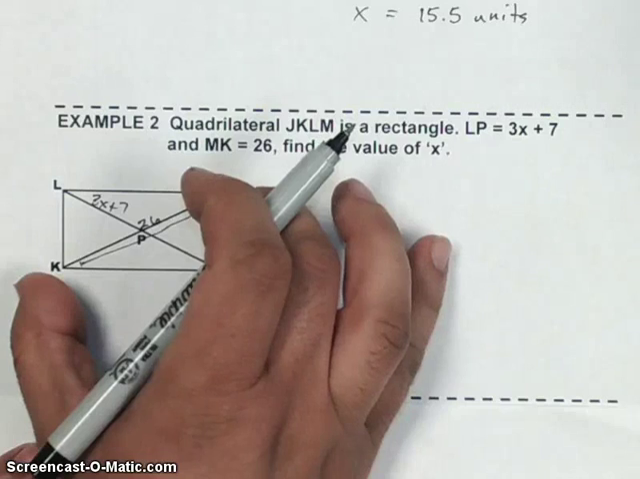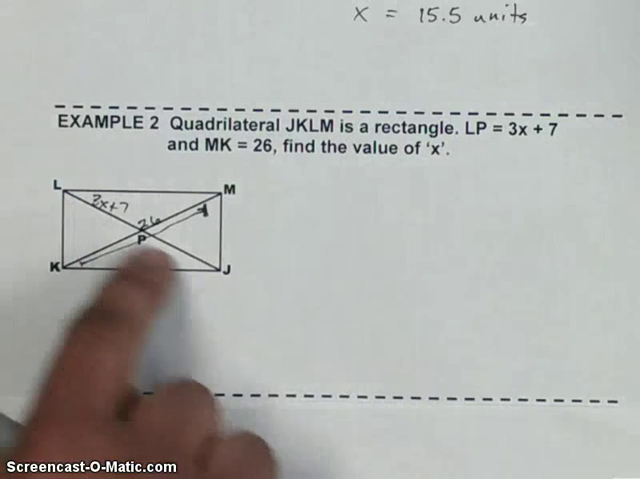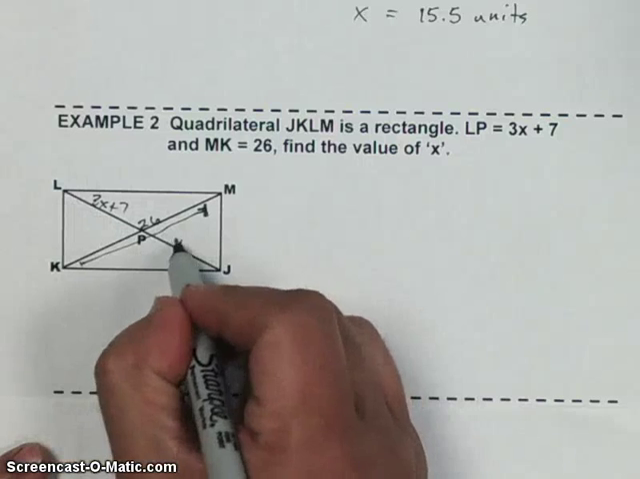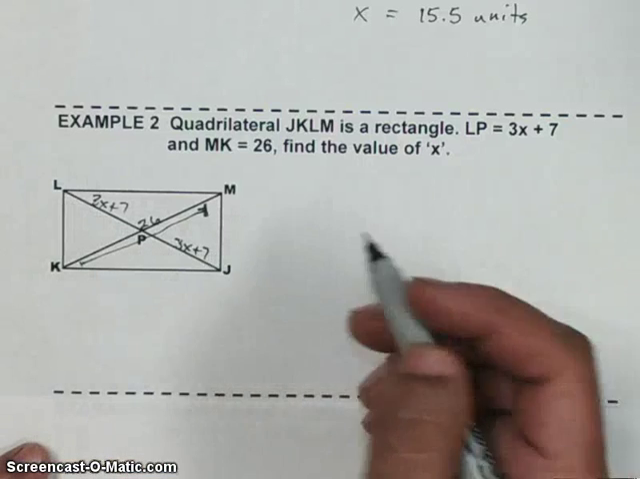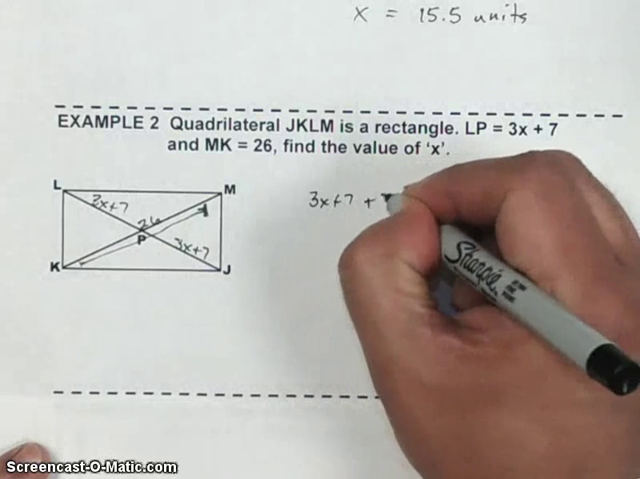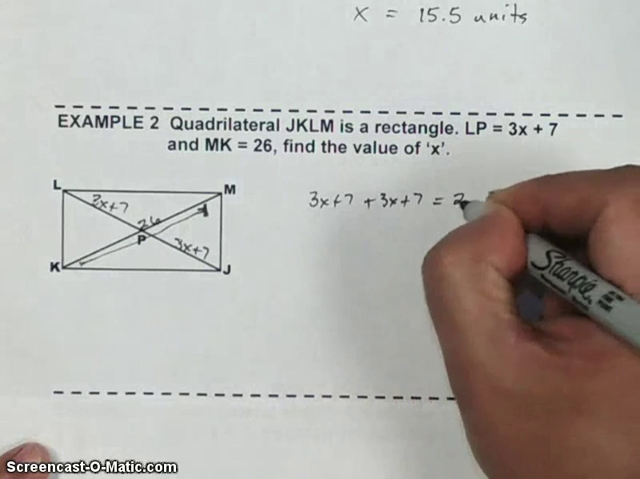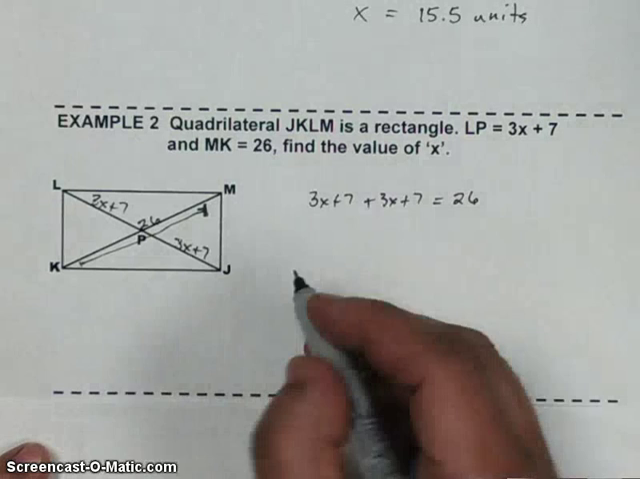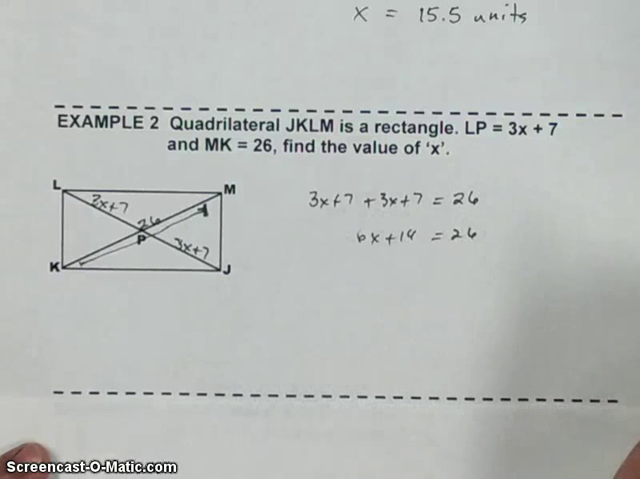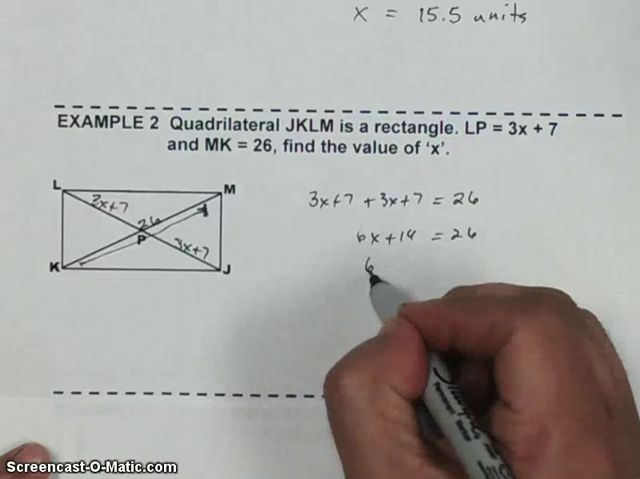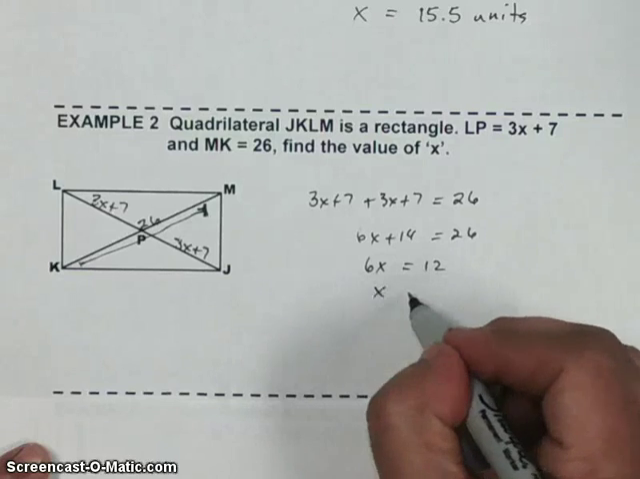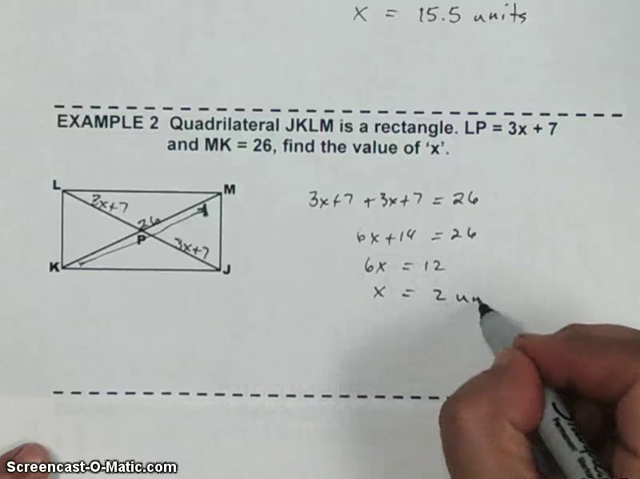Well, MK is the whole diagonal, and our property says that the diagonals are congruent. So if this part is 3x plus 7, then this side is going to be another 3x plus 7. So one way to do this would be to have 3x plus 7 plus another 3x plus 7 and set that equal to 26. So that's going to give us 6x plus 14 is 26. Subtract 14 from both sides gives us 12. Divide by 6, x is going to be 2 units.